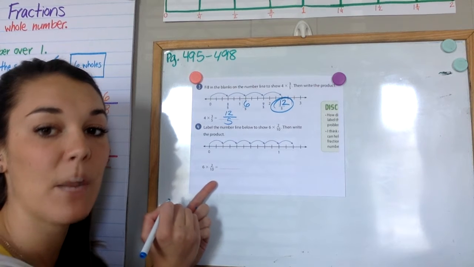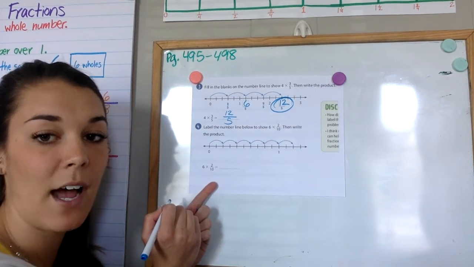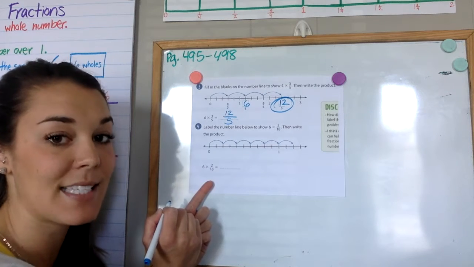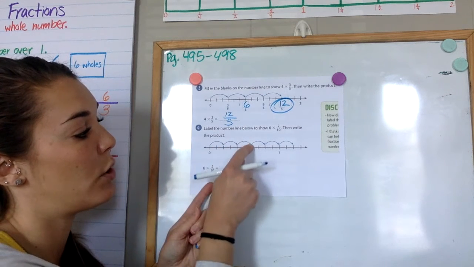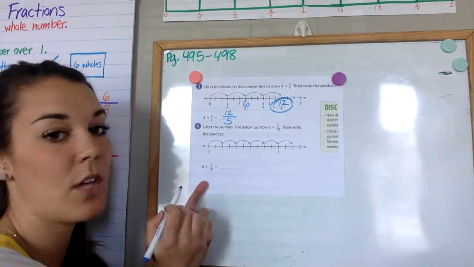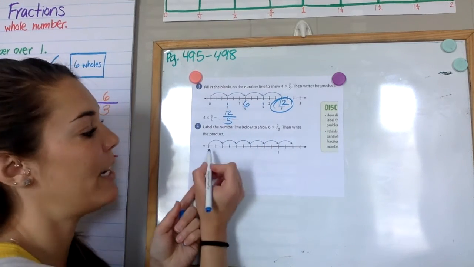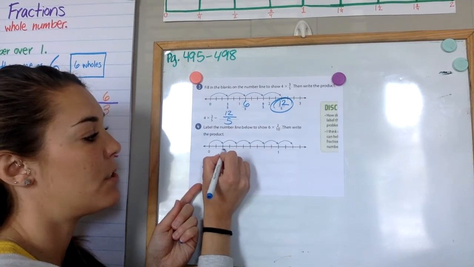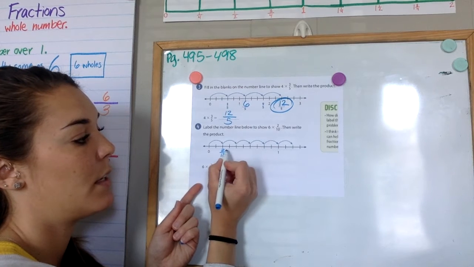Next one, we need to label the number line to show 6 times 2/10. So they already jumped up the 6 times, right? 1, 2, 3, 4, 5, 6. Now we need to write in the tenths. So each of these little lines here is representing 1/10, right? So this one's going to be 2/10.